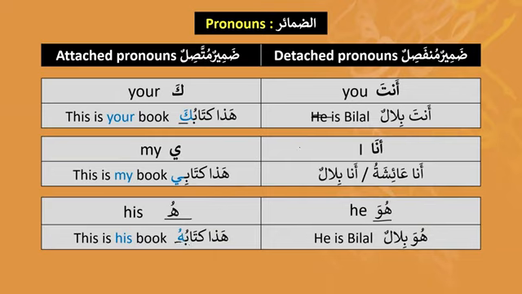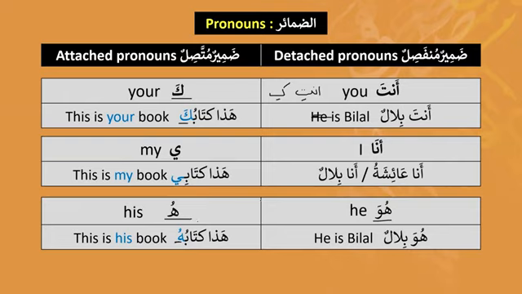So you can make a table like this: on the right side you can write the detached pronouns, and on the left side the attached pronouns, and you can prepare your own list. For example, anta, and the attached pronoun will be ka. Similarly, anti, and the attached pronoun for anti will be ki, for example, kaifa haluki. And for ana, we use only one attached pronoun, that is ya, and you say my, for example, kitabi.